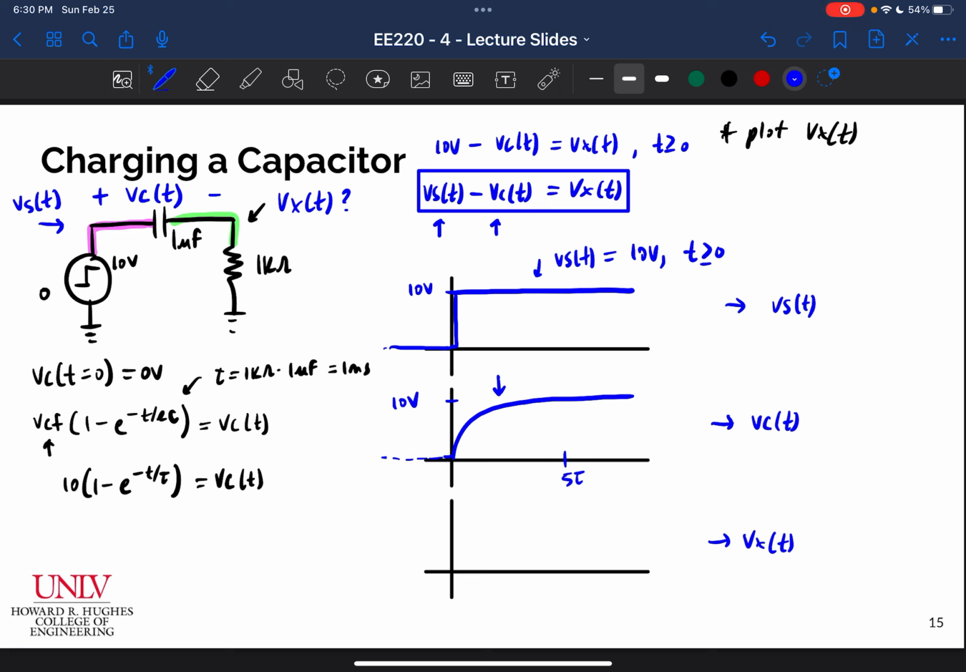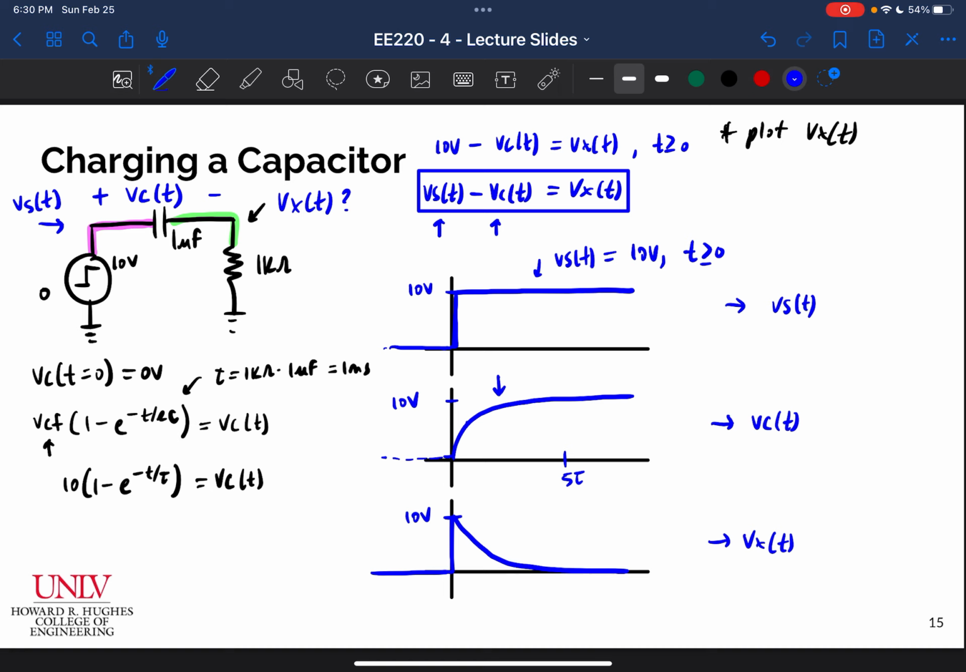Okay, so Vx of t is obviously going to start at 0. And then at time t equals 0, immediately Vs of t jumps up to 10 volts. Vc of t stays at 0. So my difference there would be 10 minus 0, or 10. So Vx of t is going to jump up to 10 volts as well. And then from there, let me take out my laser pointer. As I increase voltage, and this stays at 10, my voltages here are decreasing. And so that's what my Vx of t is going to look like. It's 10 volts minus Vc of t, right?